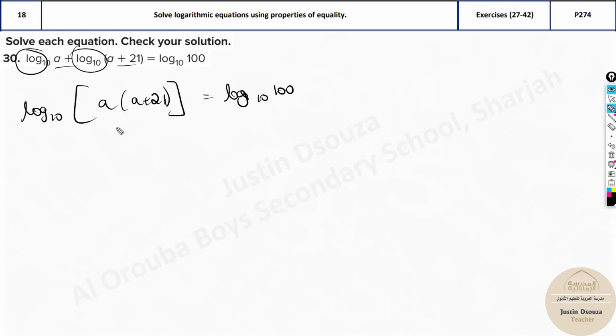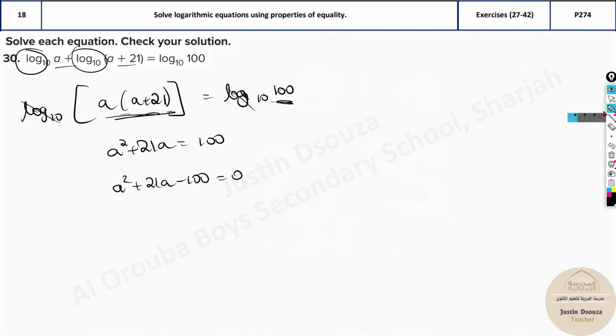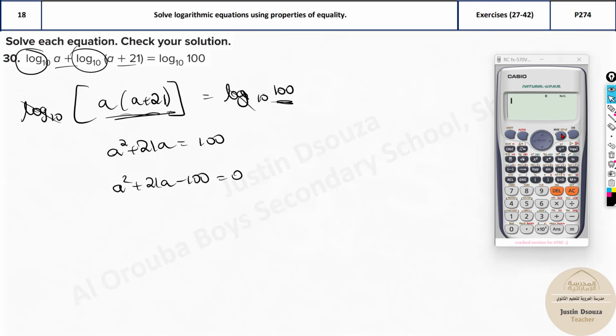Now here you have to multiply this. So now the logs cancel, and the inner terms can be equated. So it will be a squared plus 21a equals 100. Take the 100 to the other side: a squared plus 21a minus 100 equals 0. Use the calculator and solve it. All you need to do is go to mode 5, 3. Factoring can also be done manually, it will just take a long time, but this is fine. You can use the calculator for such things.